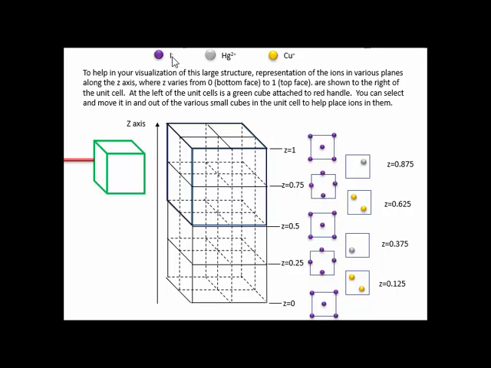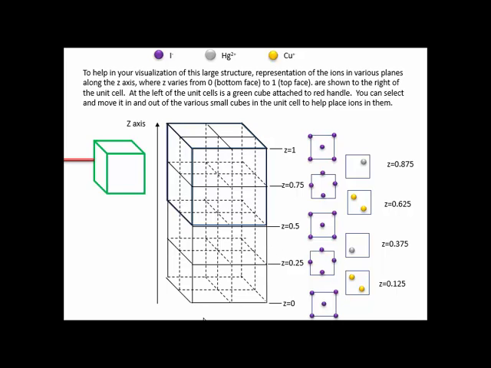In this homework that was on Canvas, you were supposed to put iodide, mercury 2 plus, and copper 1 ions into this large unit cell to create this structure, and then calculate how many each of the ions are in this large unit cell. What I've done is given you this.